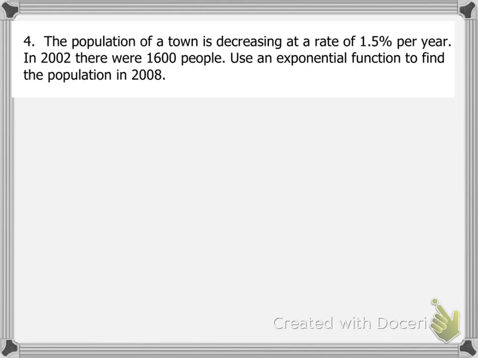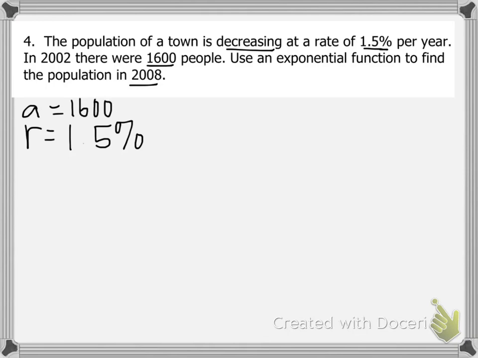So let's look at this problem. The population of a town is decreasing at a rate of 1.5% per year. In 2002, there were 1,600 people. Use an exponential function to find the population in 2008. Okay, so there's a few things that you would have to do here. Your initial amount is going to be 1,600 people.